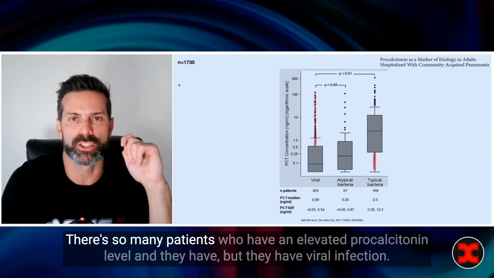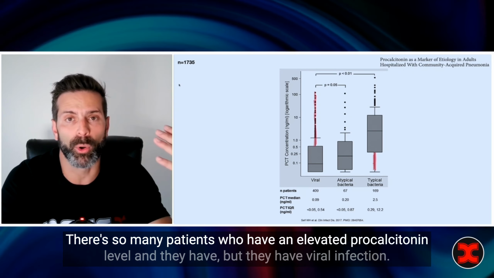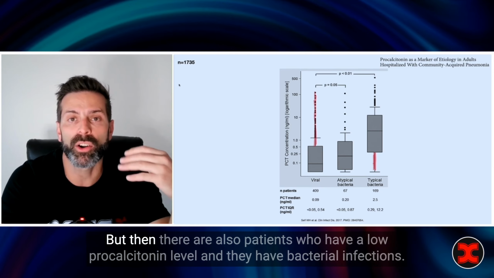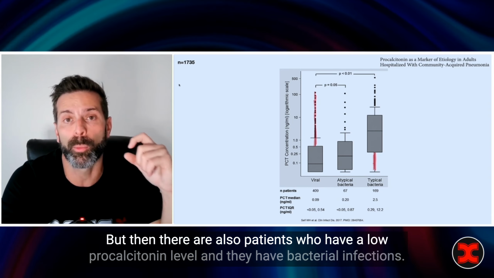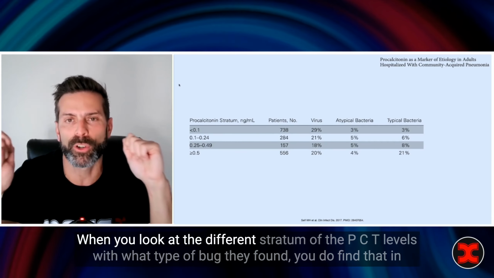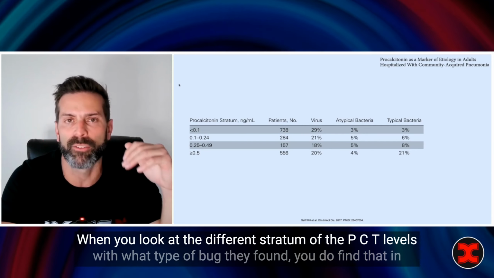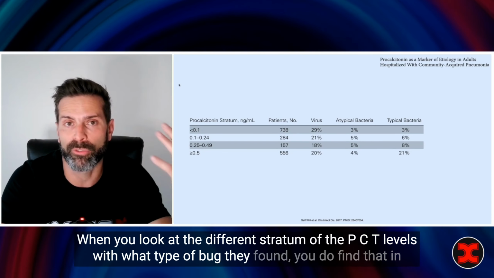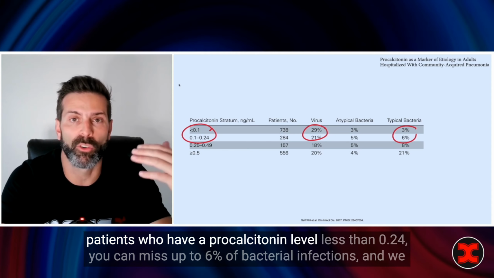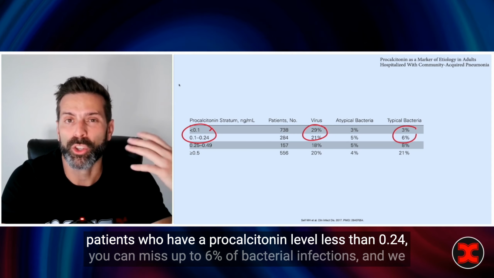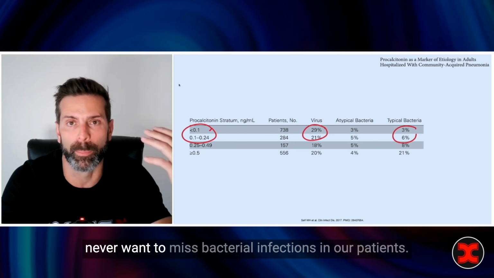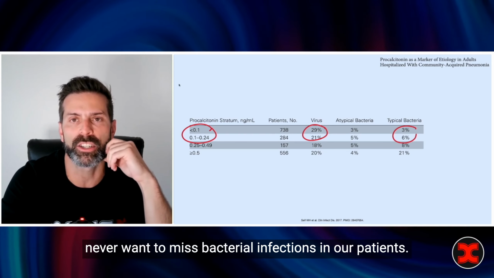But the thing that one has to consider is all the outliers. There are so many patients who have an elevated procalcitonin level and they have viral infections, but then there are also patients who have a low procalcitonin level and they have bacterial infections. When you look at the different strata of the PCT levels with what type of bug they found, you do find that in patients who have a procalcitonin level less than 0.24, you can miss up to 6% of bacterial infections, and we never want to miss bacterial infections in our patients.